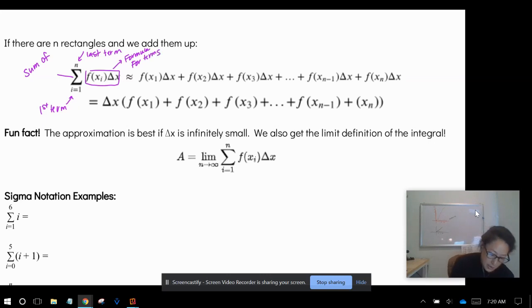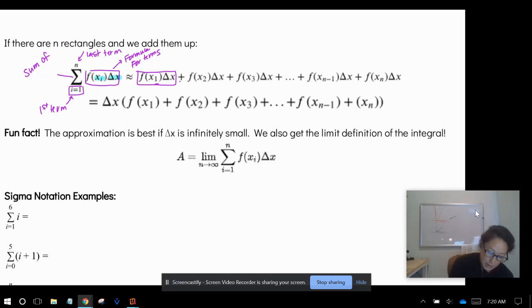Okay. So it says we need to use f of x sub i times change in x. So remember, i is the number that is going to change. We're going to start with x sub 1. So everything stays the same except we're using x sub 1 instead of x sub i.